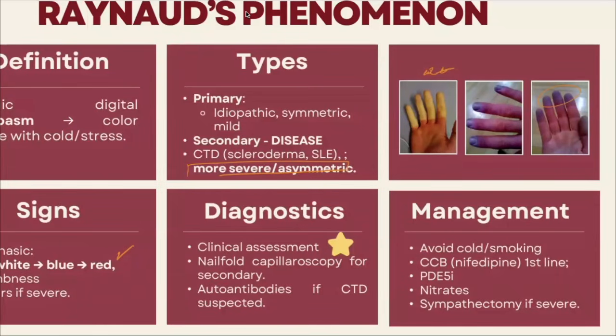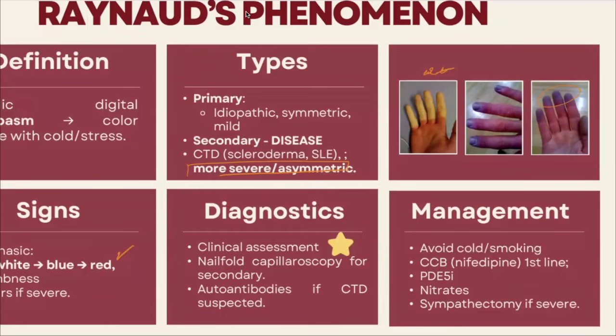Now, for management of Raynaud's phenomenon, the first thing you want to do is avoid cold. You want to bring heat to it because heat will stimulate more blood flow to come in, and it'll relieve the vasospasm. For a smoker, the first thing you do is tell them to stop smoking. You can give them medication like nifedipine first line.